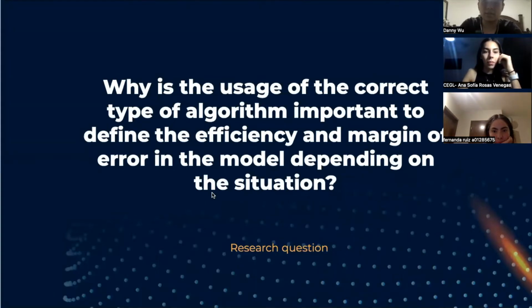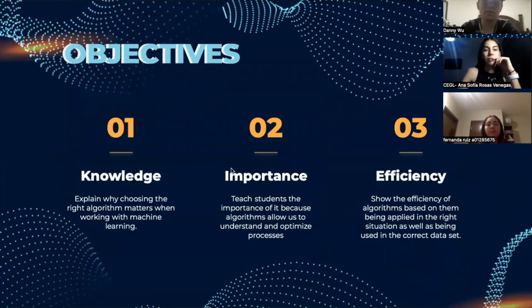Why is the usage of the correct type of algorithm important to define the efficiency and margin of error in the model depending on the situation? Well, we have three objectives. The first one is knowledge, explaining why choosing the right algorithm matters. Importance, teaching the students the importance of it because algorithms allow us to understand and optimize processes. And efficiency, showing the efficiency of algorithms based on each scenario.